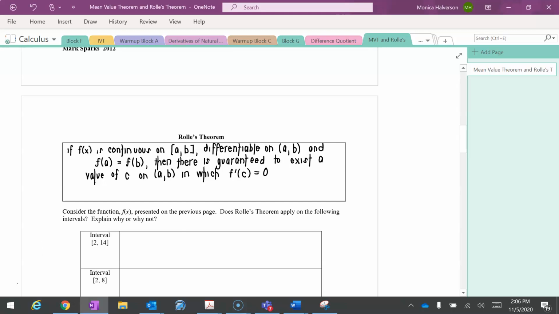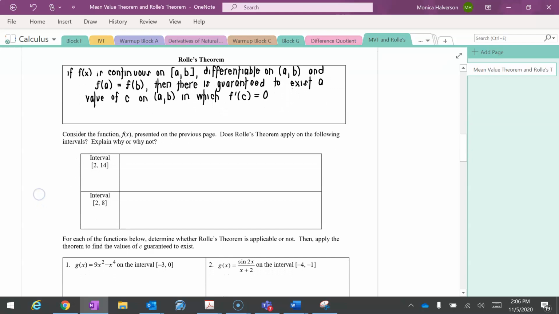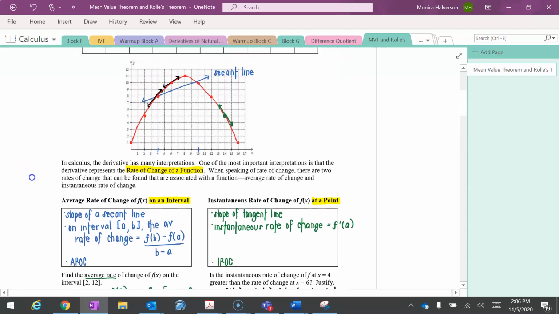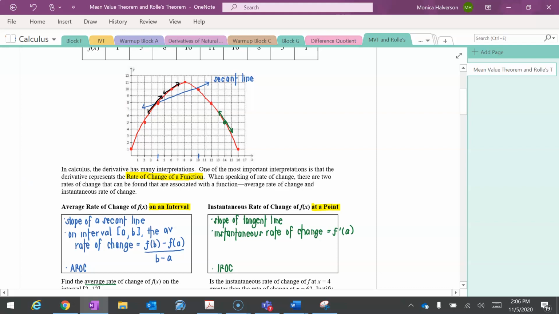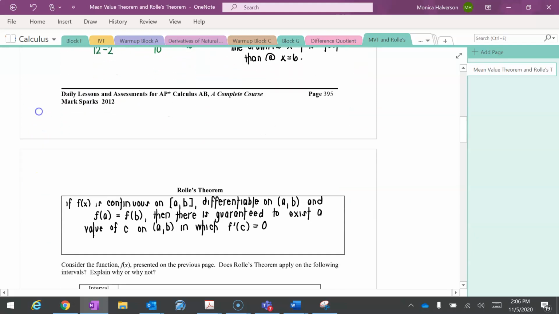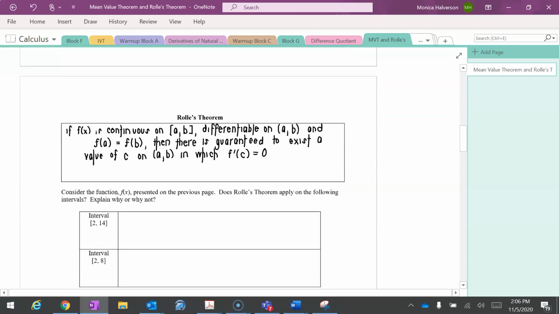So let's think about the previous function. Does Rolle's theorem apply on the following intervals? Why or why not? So when we look at our previous function, we know that our graph is continuous and differentiable from 0 to 16. So we've already met the first two conditions. Now, we have to determine, does it apply in the third condition? Does f of 2 equal f of 14?